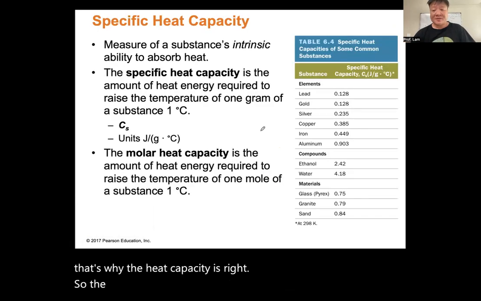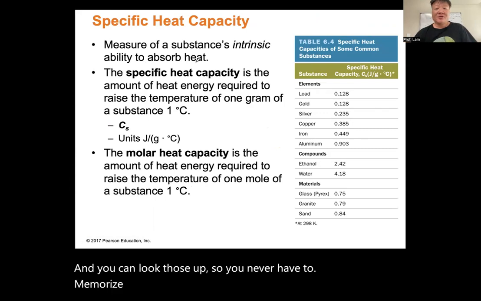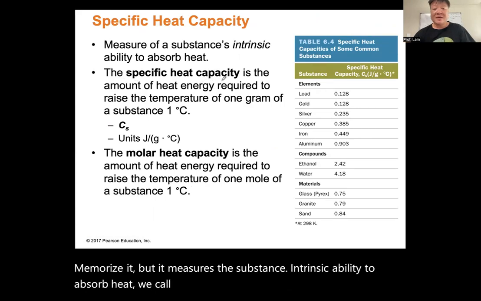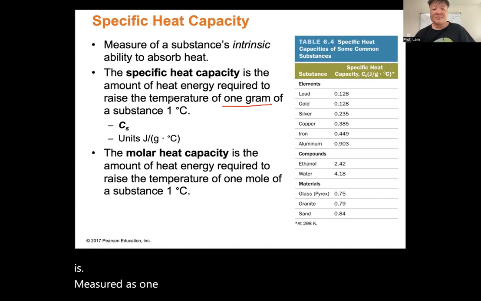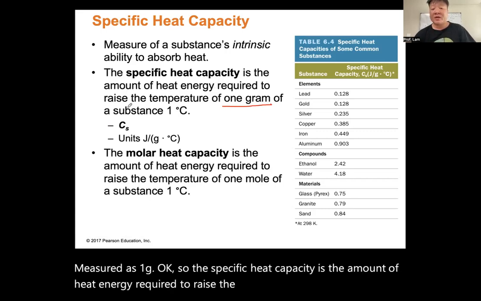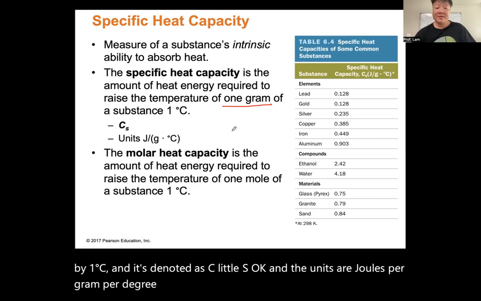So the heat capacity of something depends on its material, right? And you can look those up so you never have to memorize it. But it measures the substance's intrinsic ability to absorb heat. We call this the specific heat capacity because it is measured per 1 gram. So the specific heat capacity is the amount of heat energy required to raise the temperature of 1 gram of a substance by 1 degree Celsius. And it's denoted as C little s. Okay, and the units are joules per gram per degree Celsius, right?